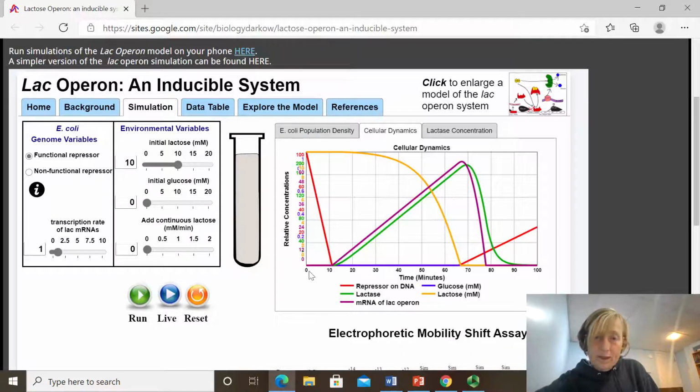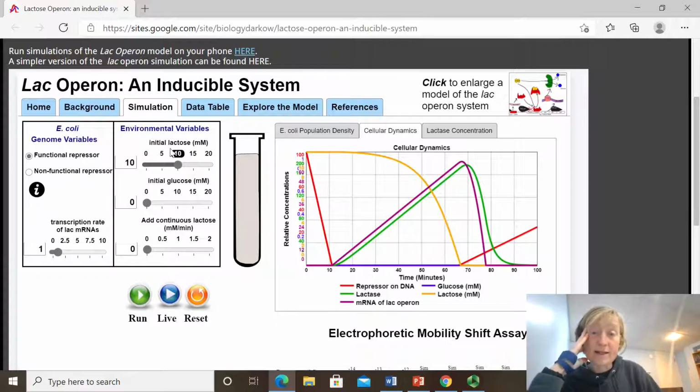Let's see. The repressor is on the DNA, but then it disappears again, and then it comes back on the DNA, maybe down there. Oh, right here. It goes back on the DNA. Okay. What's happening in this graph is we have added lactose, so we should turn on this inducible system.